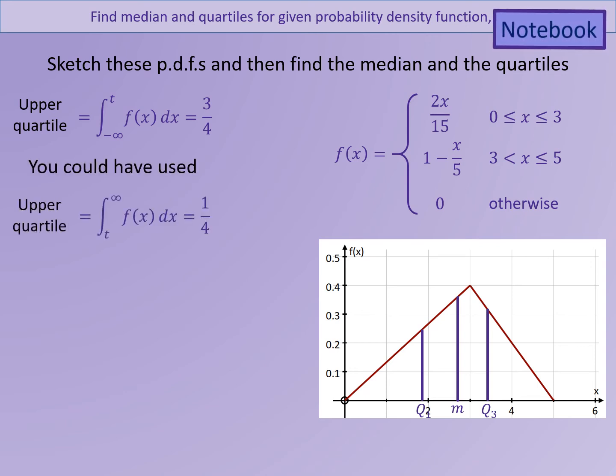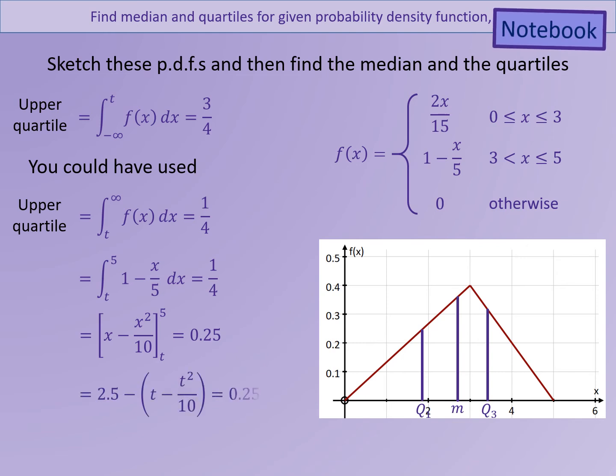So alternatively, to find the upper quartile, we could have used the rule that the integral from t up to infinity was a quarter. So in other words, the area to the right of that point was a quarter. In this case, we don't need to go all the way to infinity. We can just go from t to 5 because we know that this is where the function stops. So the integral from t to 5 of the second function has to equal 1/4. Therefore, integrating and finding f of 5 minus f of t, setting it equal to a quarter, gives us the same equation and therefore the same solution for the upper quartile.